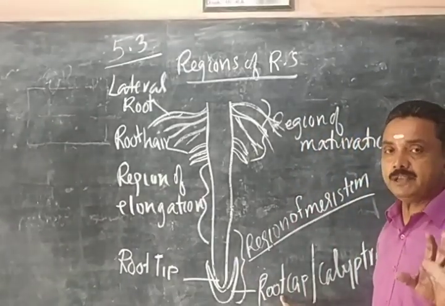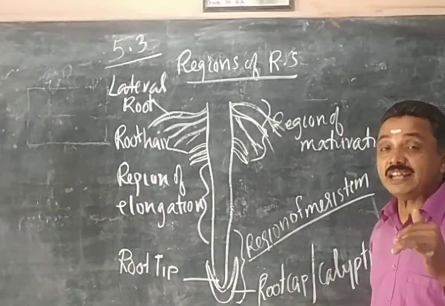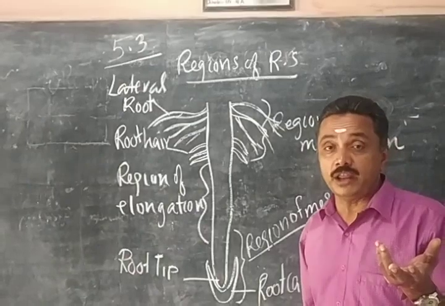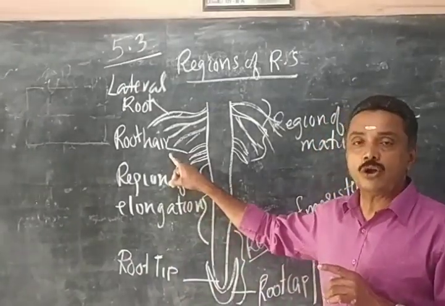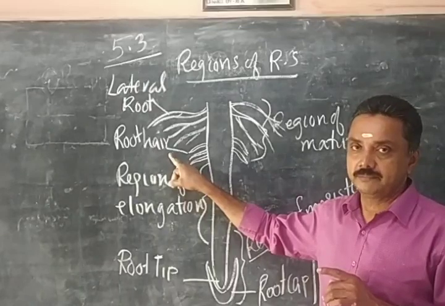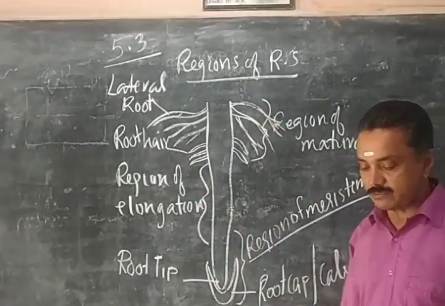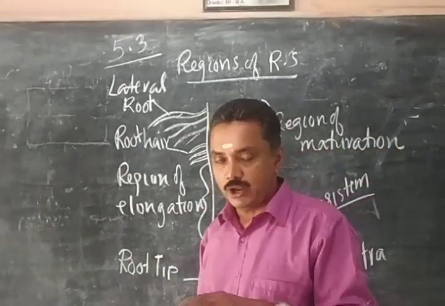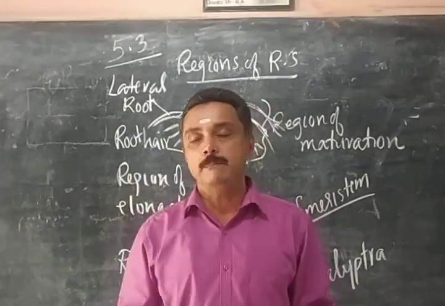Here we have to remember what the root cap is: it is a cap-like covering, the root cap or calyptra. If asked which are the absorbing organs of the plant body, you have to answer not root, but root hairs. Root hairs are the absorbing organs of the plant body. So these are the important things related to regions of the root system. We have completed the morphology of the root system.